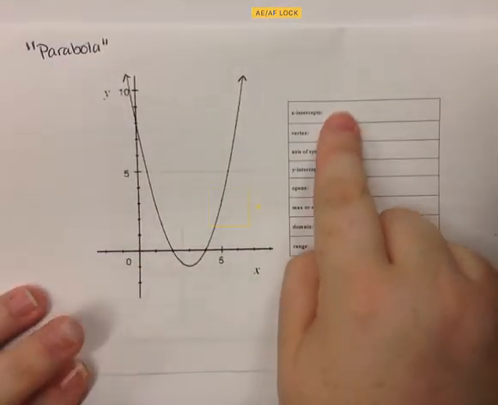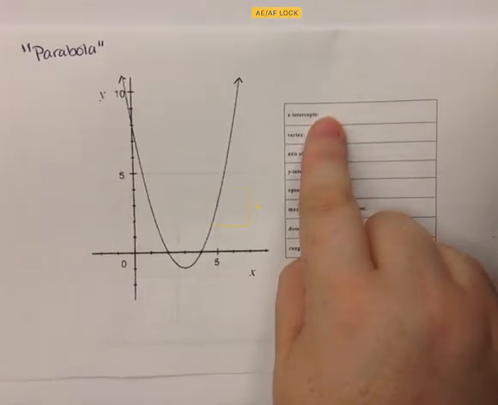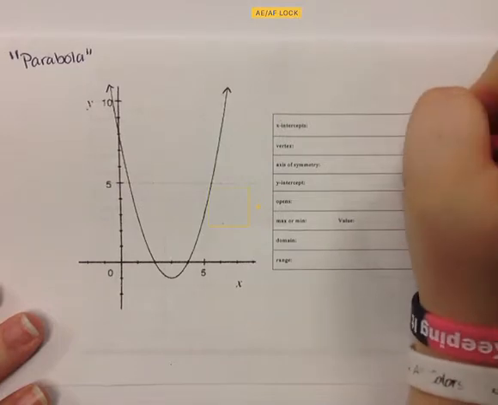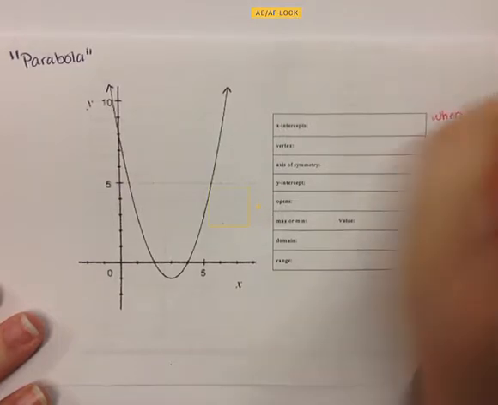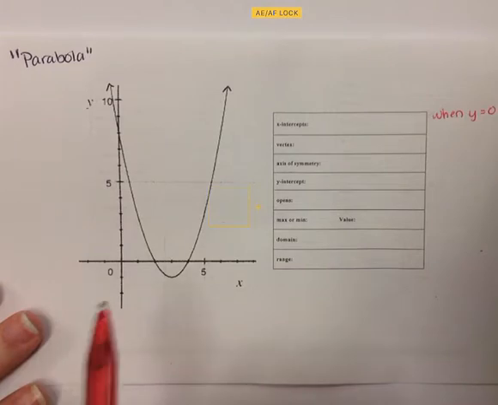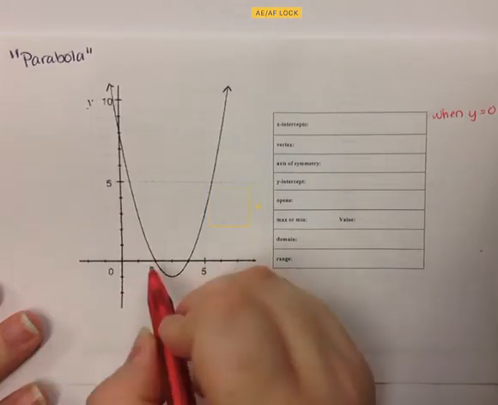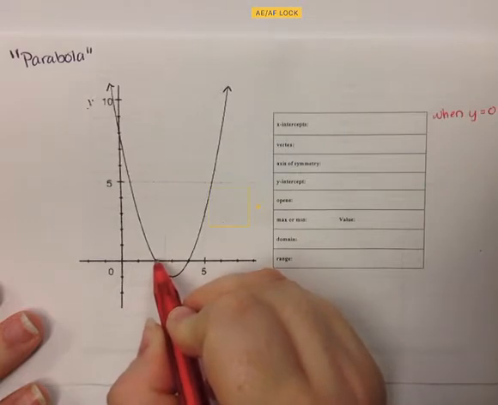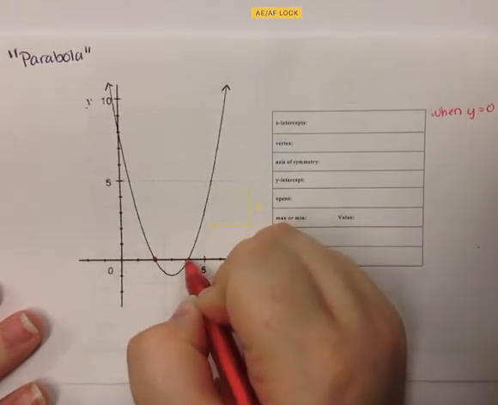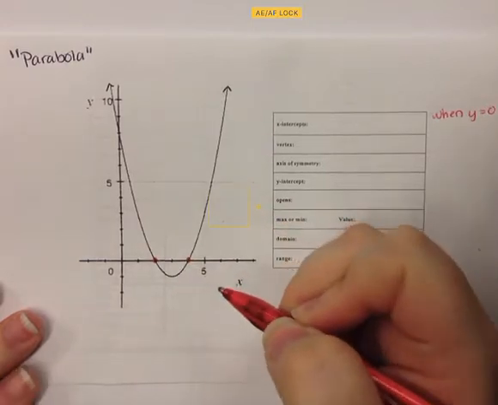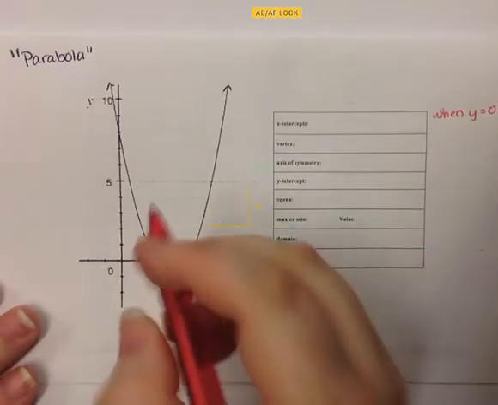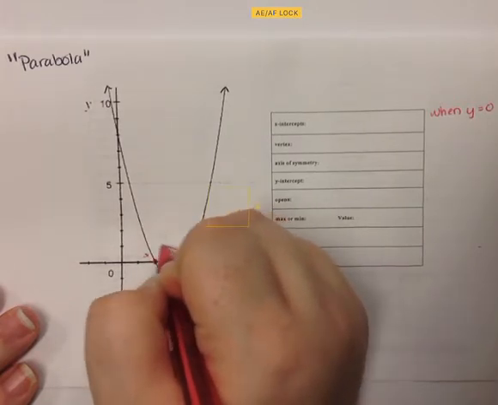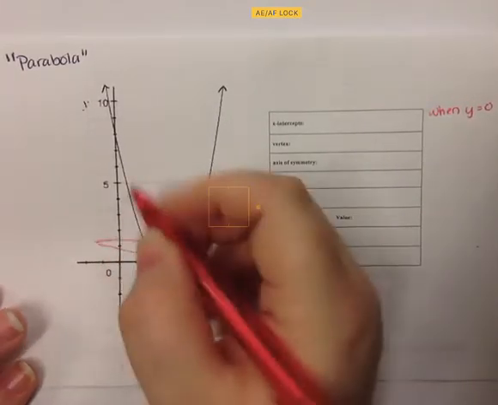The first thing we're going to look for are the x-intercepts. The x-intercepts are when y is equal to 0. The x-intercepts are when the graph crosses the x-axis. So as you can see, this is the x-axis, and the graph is crossing right here and right here. These are coordinates that we are going to call the x-intercepts. These are both the x-intercepts.